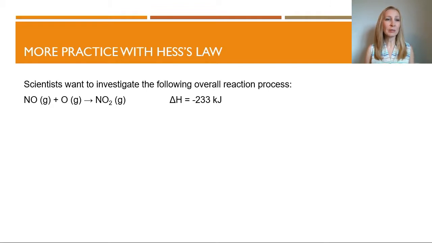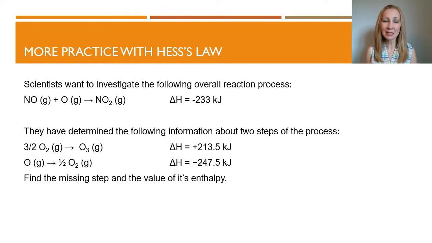So let's take a look at a more difficult problem. Scientists want to investigate the following overall reaction process. So we get nitrogen monoxide plus an oxygen atom gives us nitrogen dioxide. We know that this delta H is negative 233 kilojoules. And we also know 2 steps of the process. What we're asked to find here is what is the unknown step and its corresponding enthalpy.